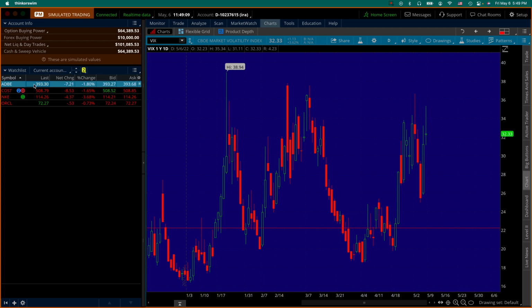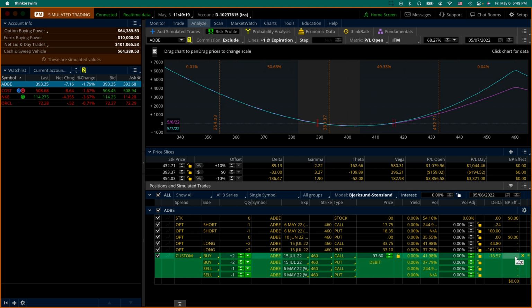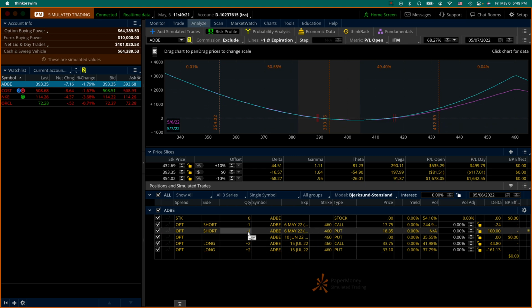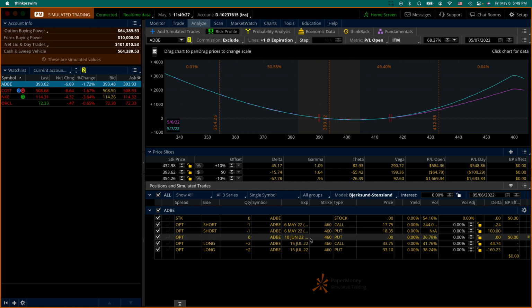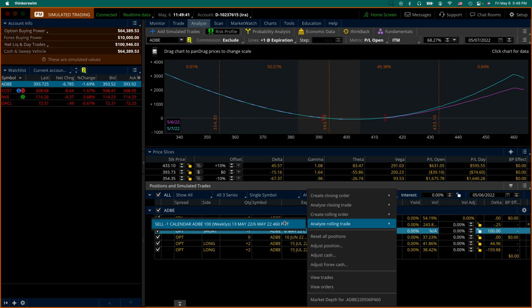Okay, let's start with Adobe here. Let's go to the chart, analyze tab. Okay, and I see that we have May here, and these are expiring today. We can certainly roll over the put because at 460 it is well below the price, the strike price. So we would roll this over, analyze rolling.